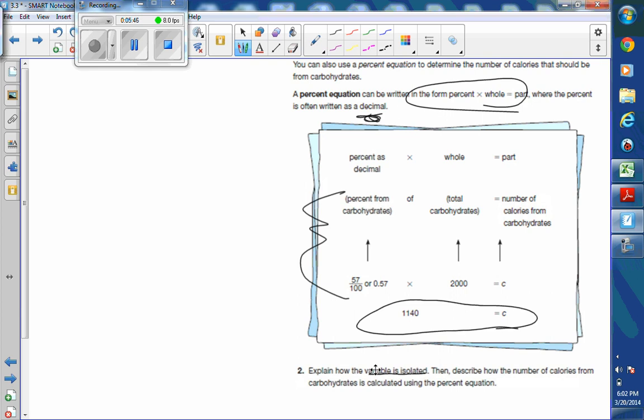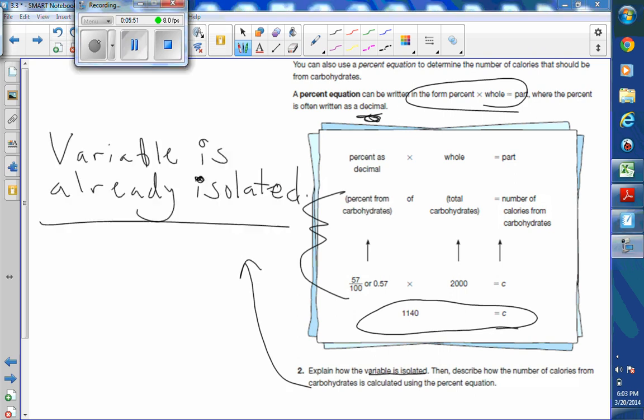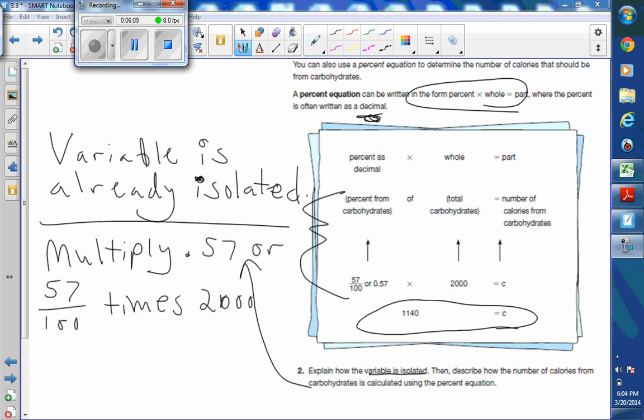Did we really have to isolate the variable? No, we really didn't. And in the next part, it just says, well, then describe how the number of calories from carbohydrates is calculated. So what are you really doing? You're calculating the carbohydrates by multiplying 57 over 100 or 0.57 by 2,000. That's simply all you're doing. Okay, so let's move on to the next one.